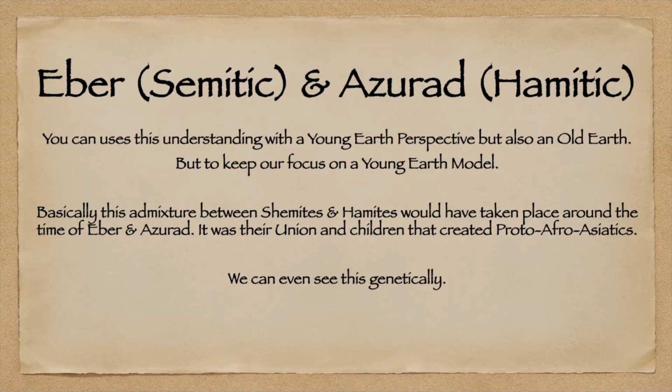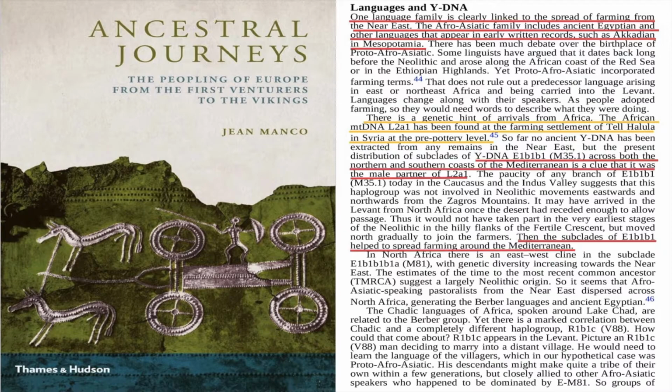Basically, this admixture between Shemites and Hamites would have taken place around the time of Eber and Azurad. It was their union and their children that created Proto-Afro-Asiatics. We can even see this genetically. This book is Ancestral Journeys by Jane Mancro, and it says one language family is clearly linked to the spread of farming from the Near East. The Afro-Asiatic family includes ancient Egyptian and other languages that appear in early written records such as Akkadian in Mesopotamia.